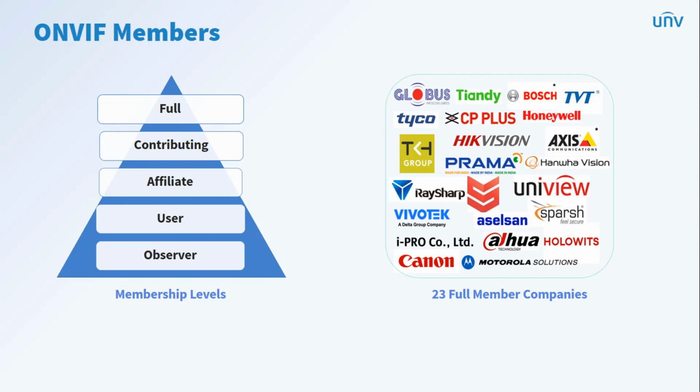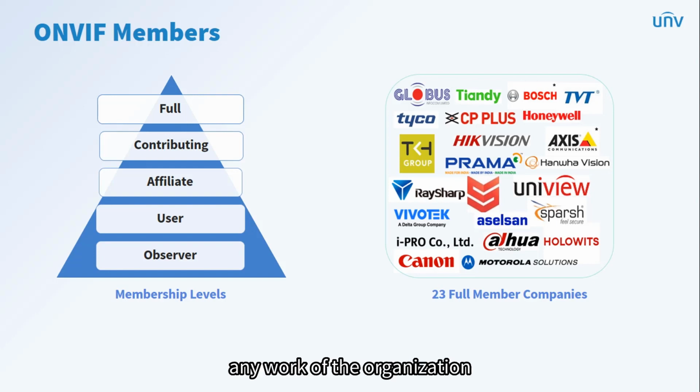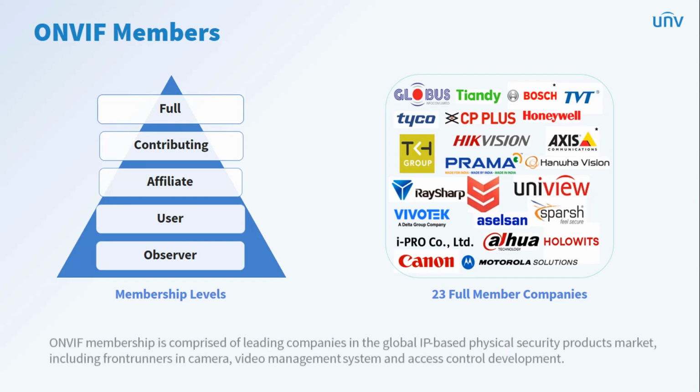The user member level is open to organizations who wish to use the network interface specification and have access to specification proposals but do not want to participate in any work of the organization. The observer member level is open to organizations who do not want to participate in any work within the ONVIF organization, but who are granted certain limited benefits such as the right to access network interface specification test tools.